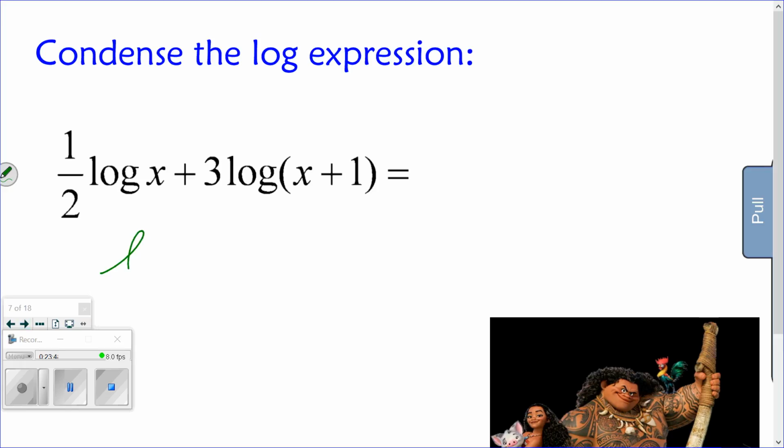All right, so I'm going to rewrite this as log. What's the base, even though I can't see it? 10. All right, so how does 1/2 log of x come back together? X to the 1/2, which is the square root of x. That's the square root of x.